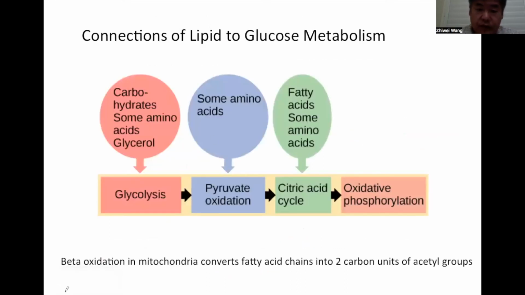And the same happens with lipids. When lipids are metabolized, they also contribute to the production of ATP. The fatty acids will enter into the process at various steps of the cycle. So eventually, they will contribute to the production of ATP.